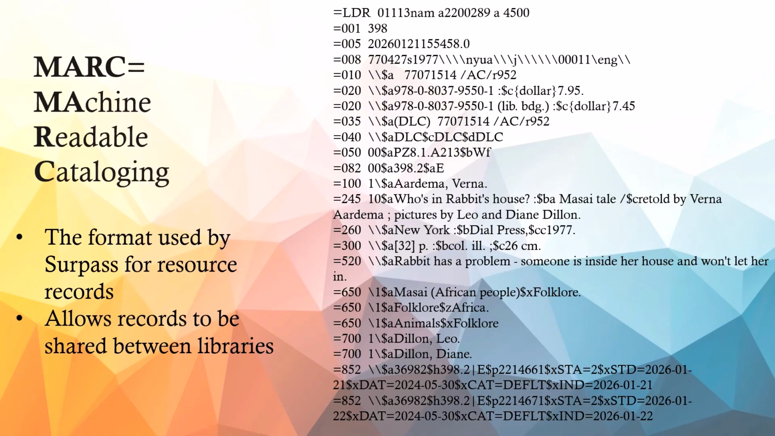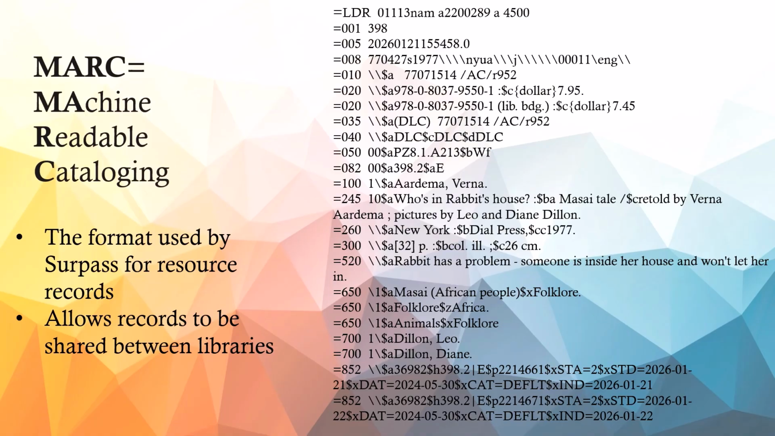Surpass Cloud can import MARC records provided to you by vendors when you purchase resources. You might also use this feature to import MARC records from your prior library management system, or perhaps to re-import MARC records originally exported from Surpass Cloud and sent to a third party for cataloging enhancements.